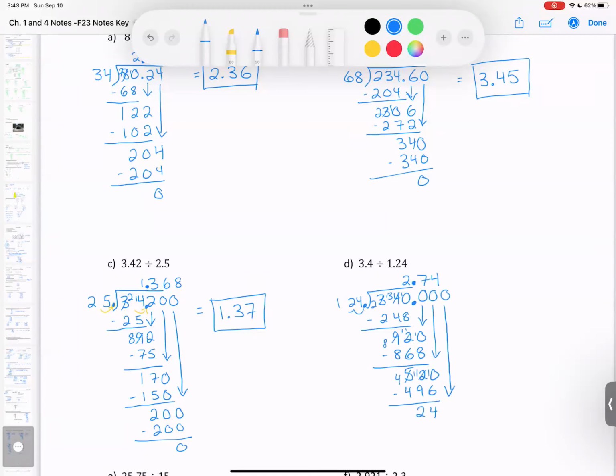So let's add that next 0. 240 is only going to go 1 time. And we're left with 116. Now, again, we could keep on going, but we already have all the information we need because we know we're rounding down in the hundredths position. So our answer would be 2 74 hundredths.